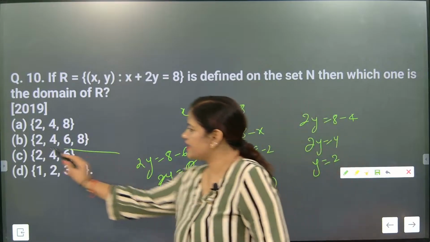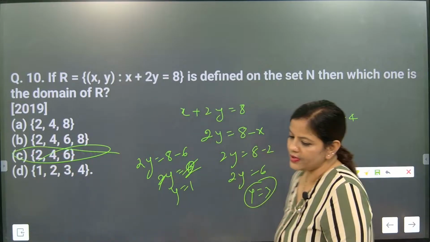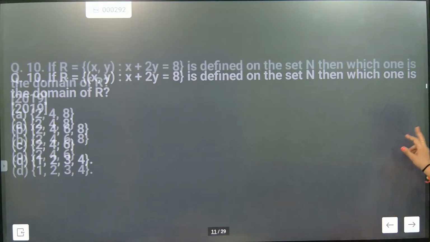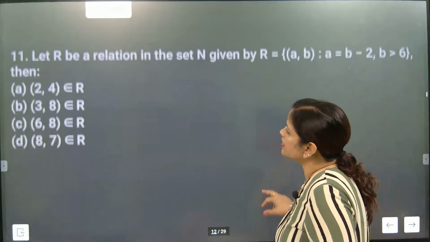So the correct answer is C. I hope everybody understood, the correct answer is coming here as C. So this is the way to check the answer. Now go for the next one, please.